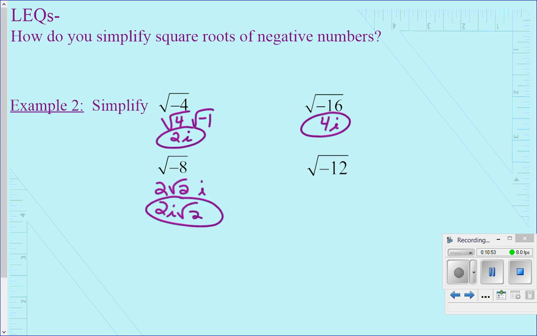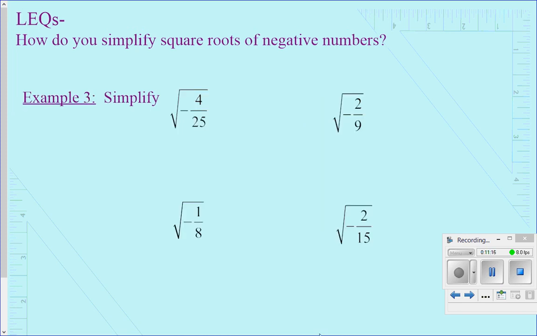Next one, square root of negative 12. We're going to simplify that to 2 root 3. And we have i because of the negative. So 2i, the square root of 3, is the simplified form of square root of negative 12. Next, so these are all possible to simplify as well. And remember, the negative really just makes i.